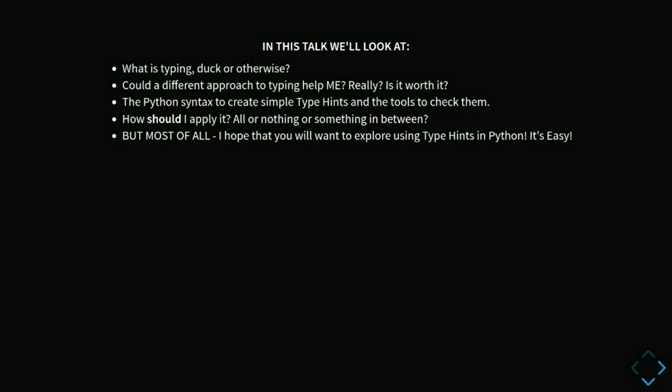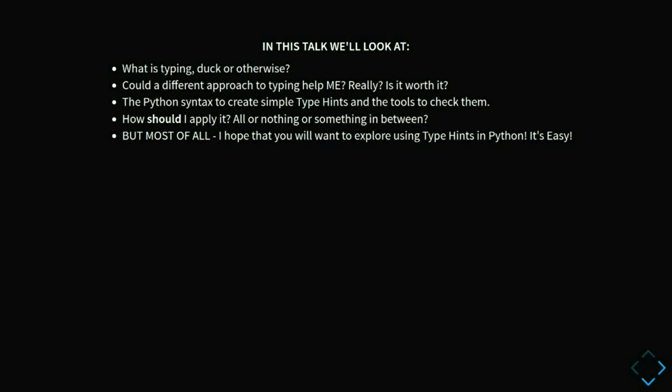We're also going to look at some of the Python syntax to create these type hints, because I want to show you that it is quite a simple process. And there's also the question of, if you already have a code base, how do you apply it? Do you have to apply all or a bit at a time? And the last point is what I started with: most of all, I'm hoping that you'll want to try it. Just have a look, see if it suits your style. So it's a bit of a taster of type hints.